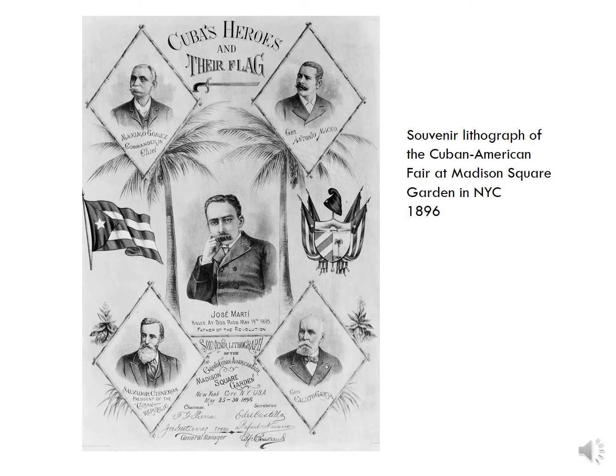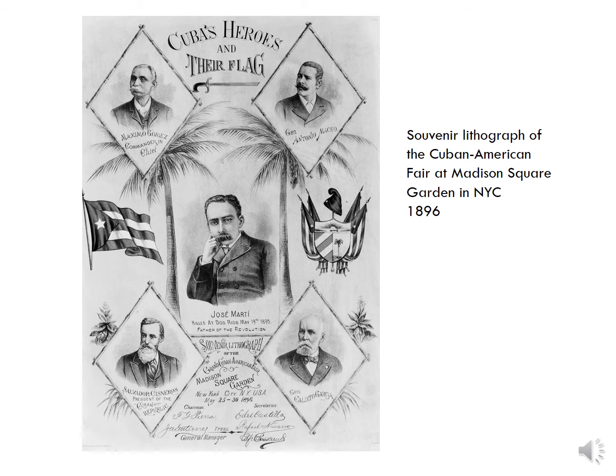So we can see here in 1896, this is a souvenir from the Cuban American Fair at Madison Square Garden in New York City, and you can see that it is a celebration of the Cuban revolutionaries. And the person that you see pictured in the center there is Jose Marti. He is considered the father of the Cuban revolutionary movement.